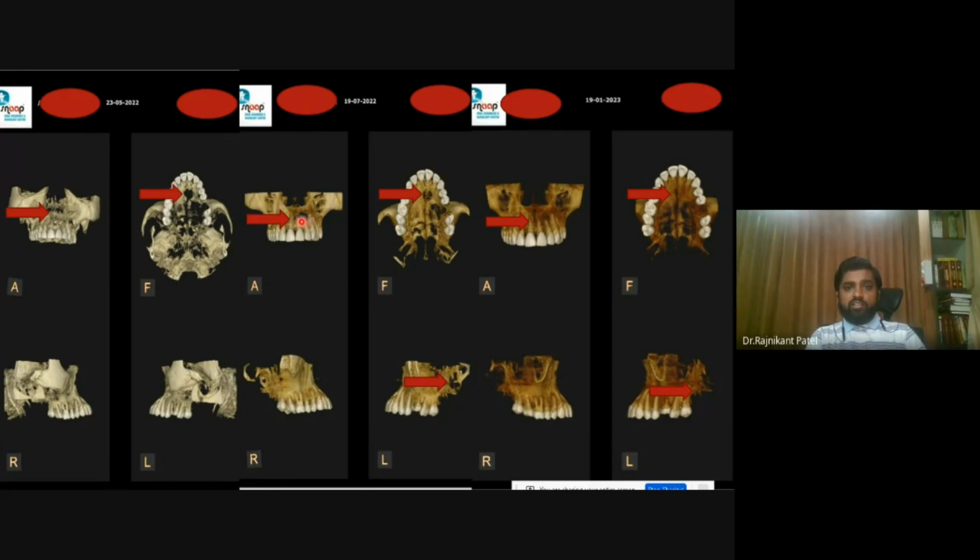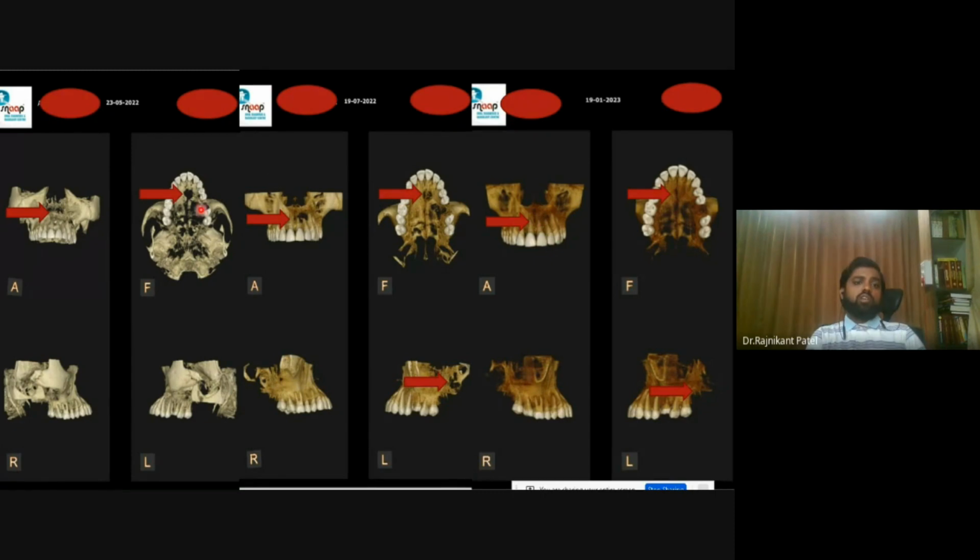Okay, after giving the treatment, here you can see clearly the new bone is getting formed. The modern science people will never believe that without operation, with medicine, the bone is getting formed. But we have the evidence in the CBCT scan report. Here is the new bone getting formed.